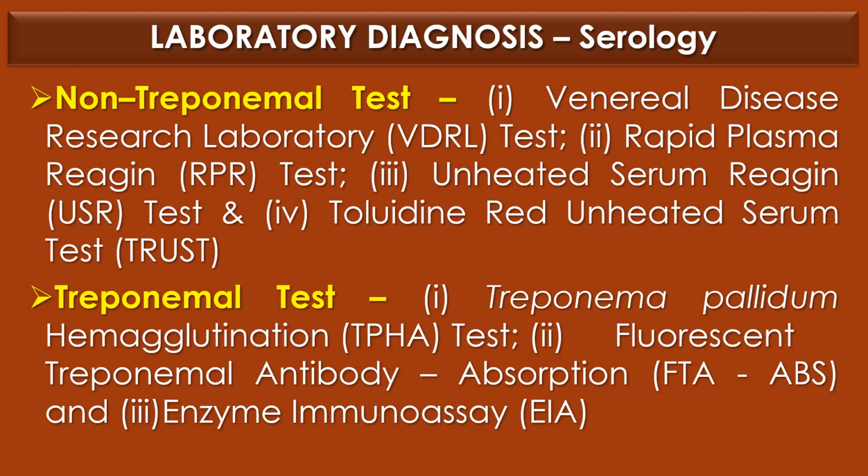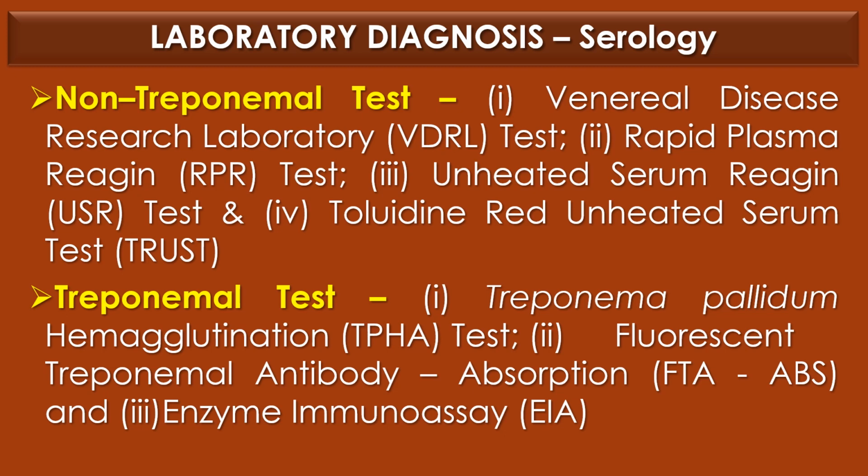Next, serology or serodiagnosis. Serology is very sensitive in the secondary and latent stage of syphilis. Some of the non-treponemal tests used for the identification of Treponema pallidum infection or syphilis are the venereal disease research laboratory test or VDRL test, rapid plasma reagin test or RPR test, unheated serum reagin test or USR test, and toluidine red unheated serum test or TRUST.